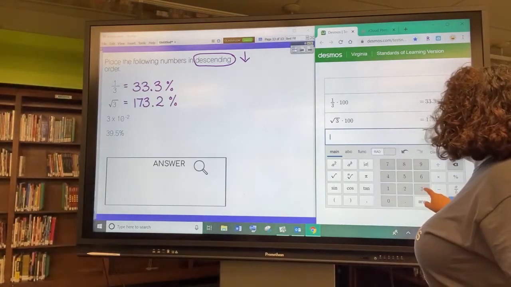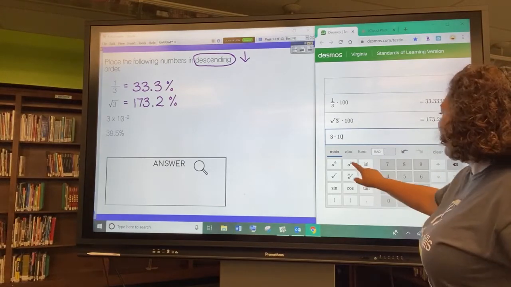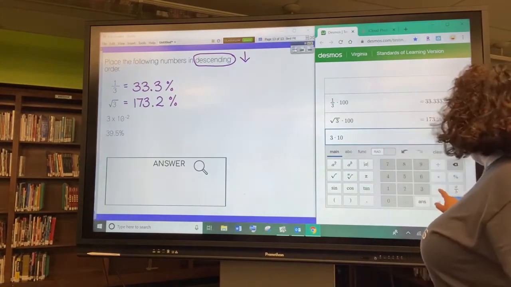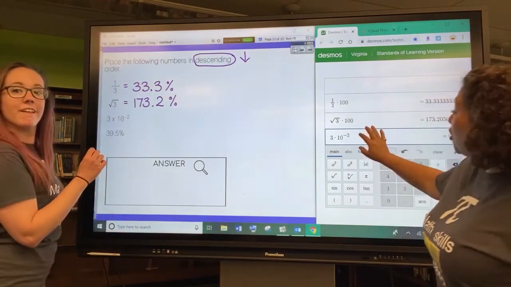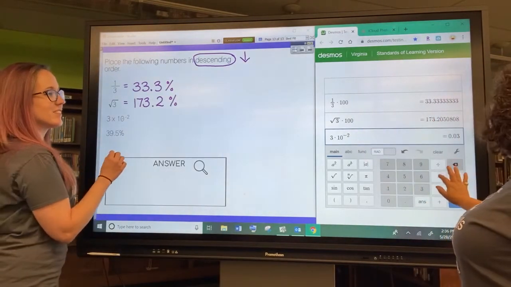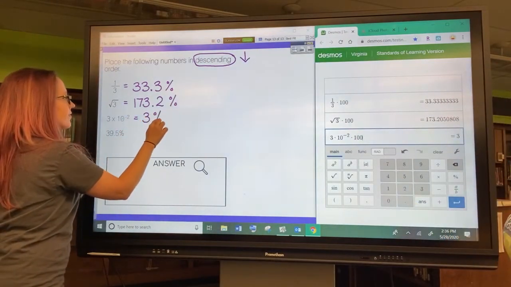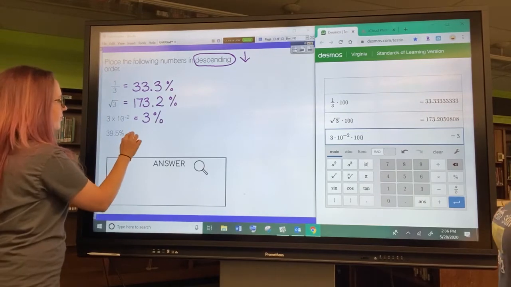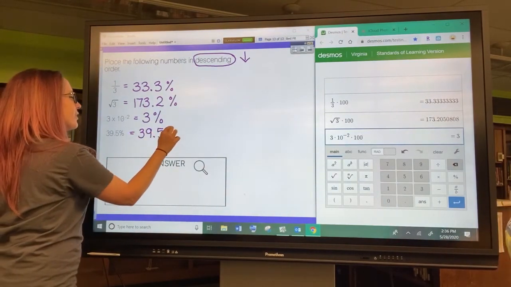So the next one is scientific notation. It is 3 times 10 raised to the negative 2 power. Again, like Ms. Benson told me, tap in the blank spot, multiply by 100, and you get 3%. All right. And the last one, Ms. Benson? It's already done for you. Perfect. Just going to write it out so we don't forget it.